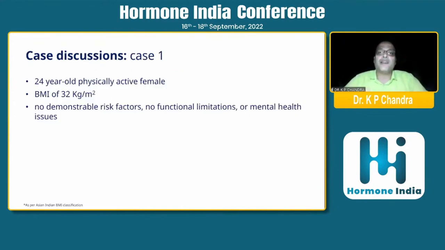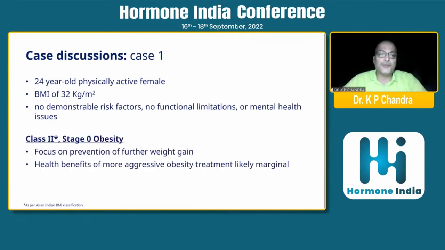Let us make it simple by taking a few cases. Now, a 24-year-old physically active female, BMI is 32. She is obese as per the BMI criteria, but she doesn't have any demonstrable risk factor, no functional limitation, no mental health issues. She is in obesity class 2 as per the original definition, but as per the EOSS method, it is stage 0. She needs only behavioral therapy, just prevention so that she doesn't gain weight further. Health benefits from more aggressive obesity treatment are likely to be marginal. This is where EOSS helps us.